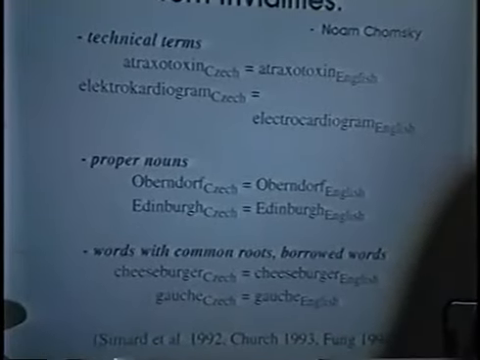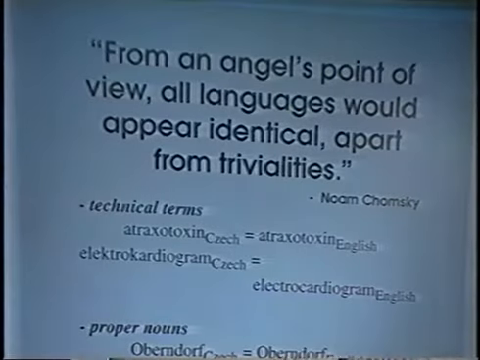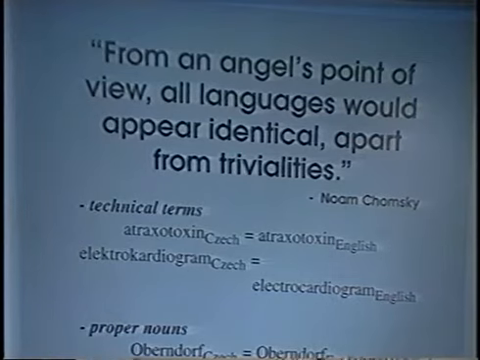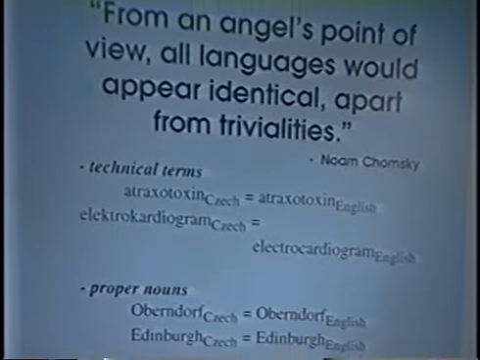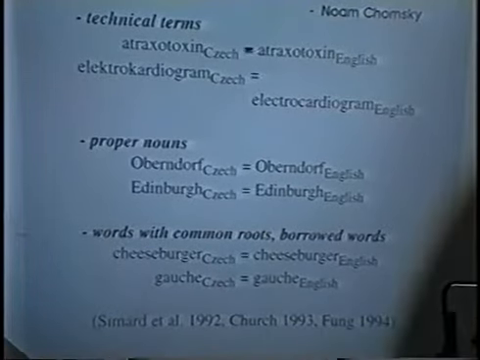So there are three types of tokens which we can find in parallel texts that demonstrate that you can gain information about translation by looking at the words themselves. For example, technical terms, medical terms tend to be very frequent in our Czech corpus. Also proper nouns and words with common roots and borrowed words. And we're obviously not the first people to notice these things. Simard et al., 1992, Church 93, and Fung 94 are all worthy of mention here.